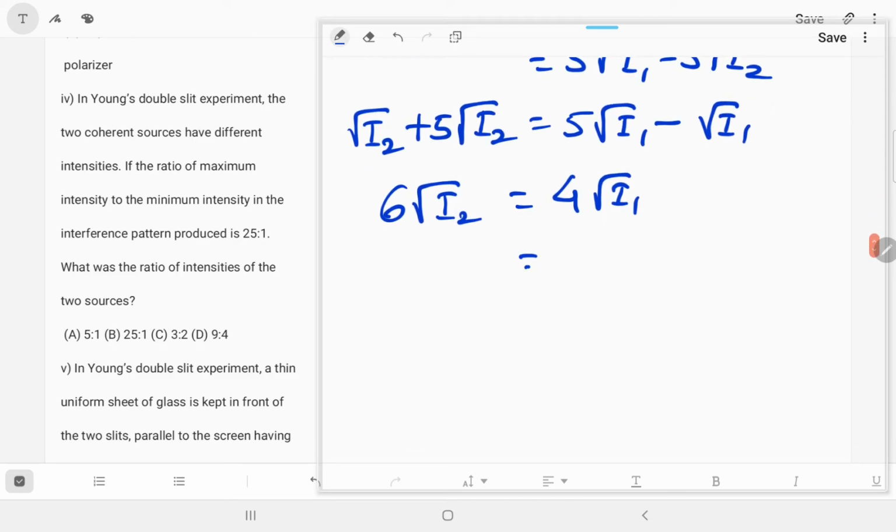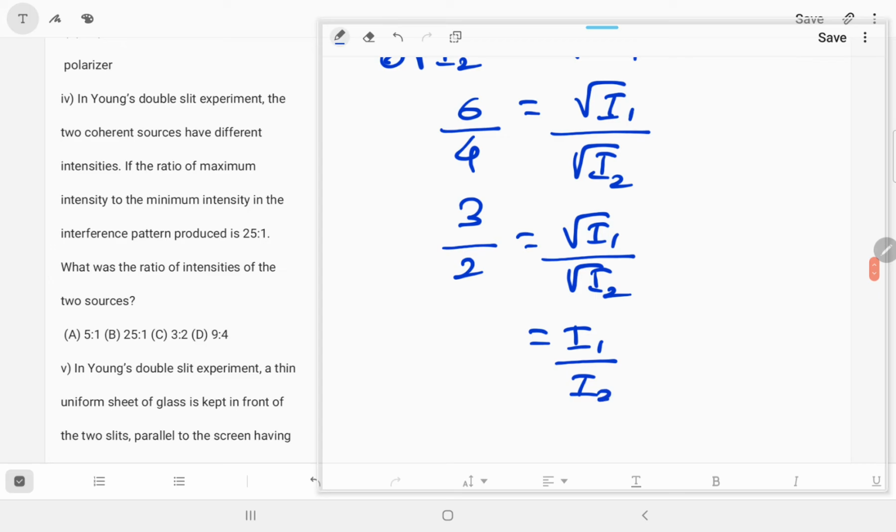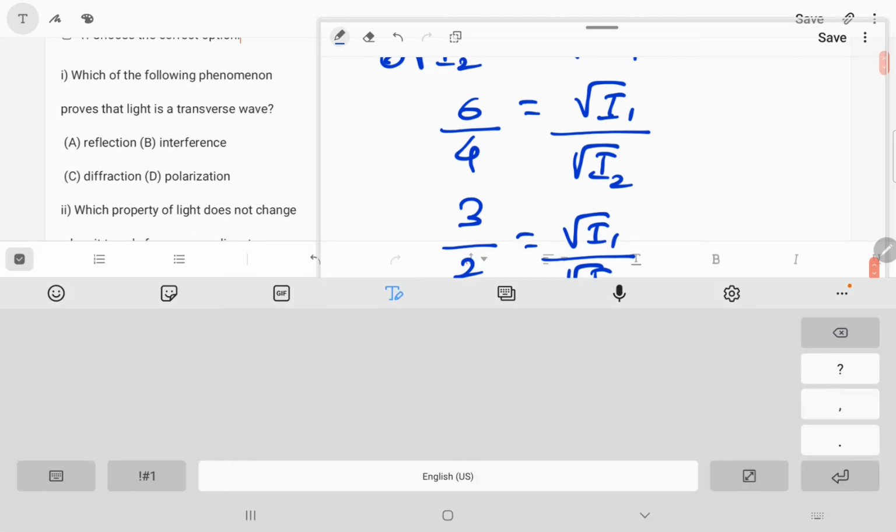So this will give us 6 root I2 is equal to 4 root I1, and that will become root I1 upon root I2 is equal to 6/4, that is 3/2. Here we need to find I1 upon I2, so we have to take the square. So it will be 9/4. So our answer will be option number D, that is 9:4.